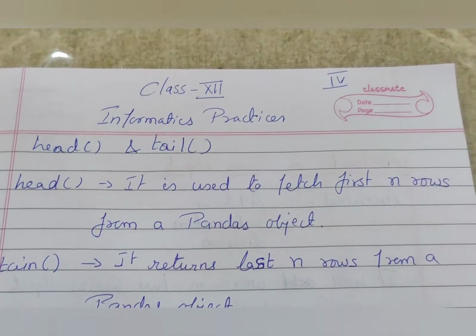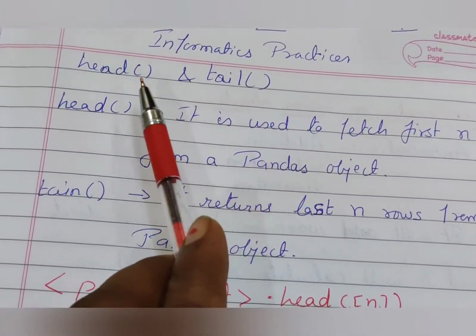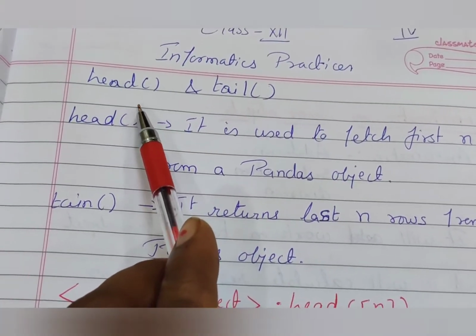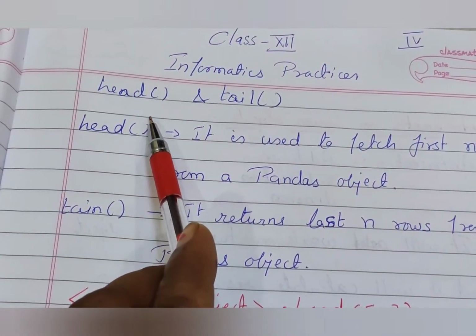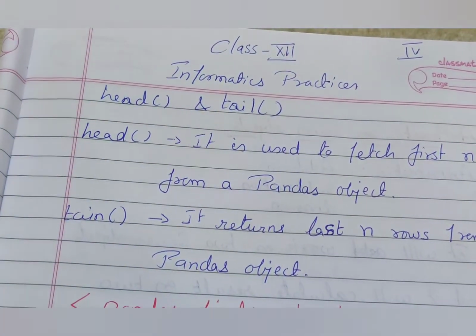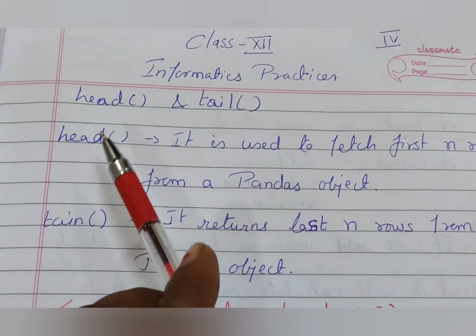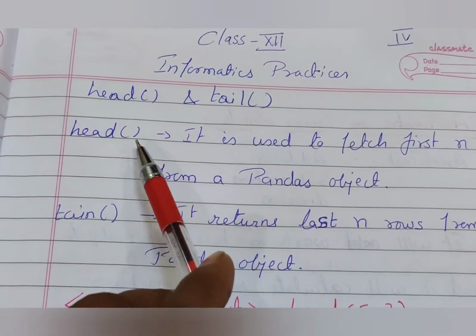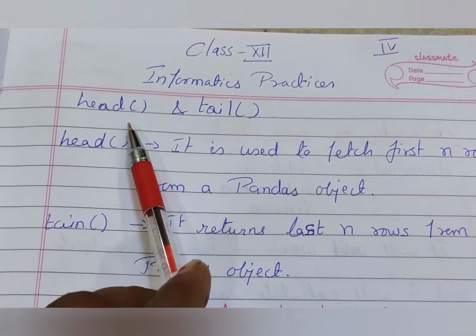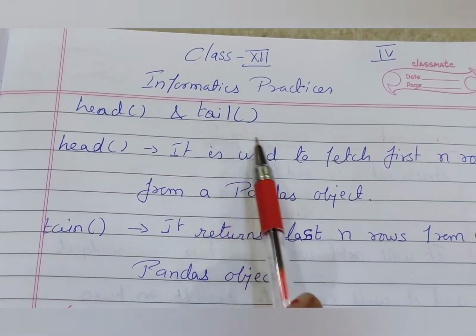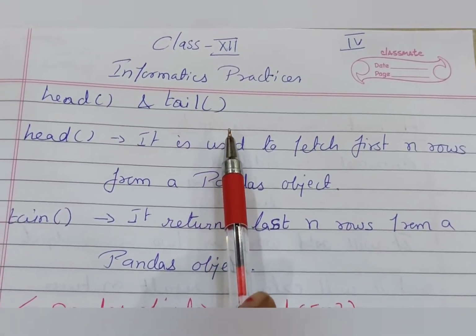So, our next topic is head and tail. We have learned the series object, how to create the object, how to access the object values, and the slicing method. So our next method to extract the values from the series is the head function and the tail function. Okay, head function and tail function.